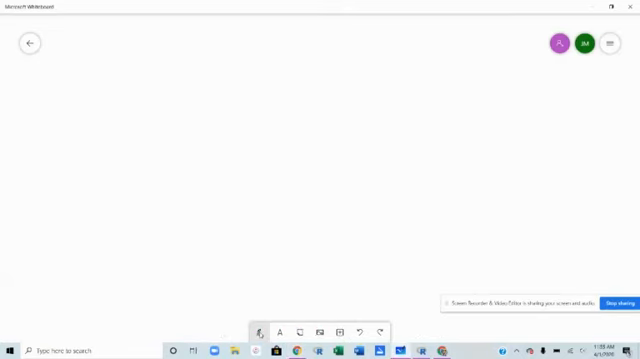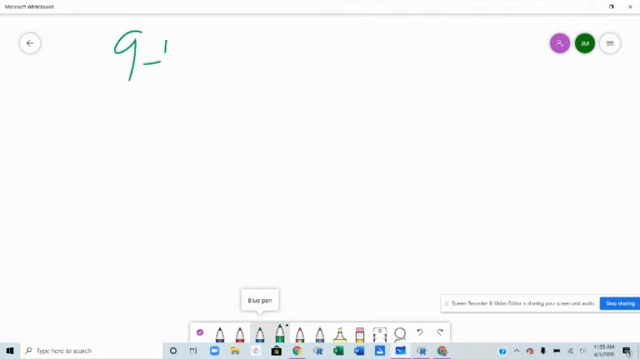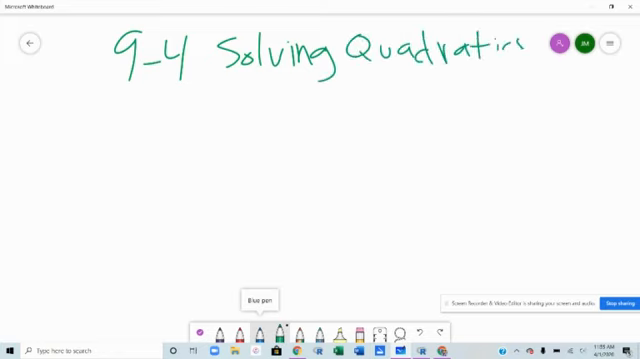All right, we are going to move into 9.4, which is solving quadratics by factoring. So there are three methods of solving quadratic equations that you are going to learn about.